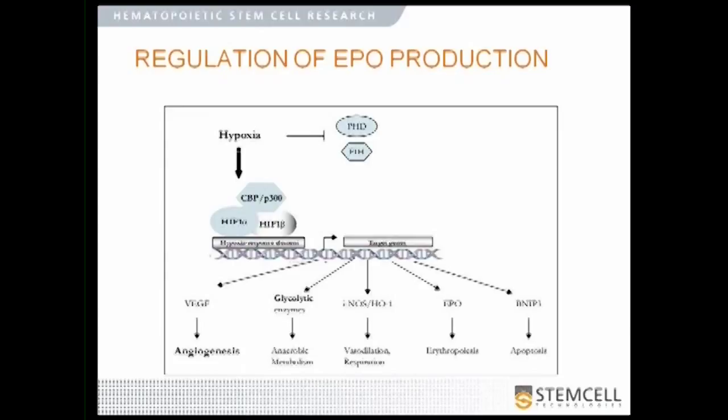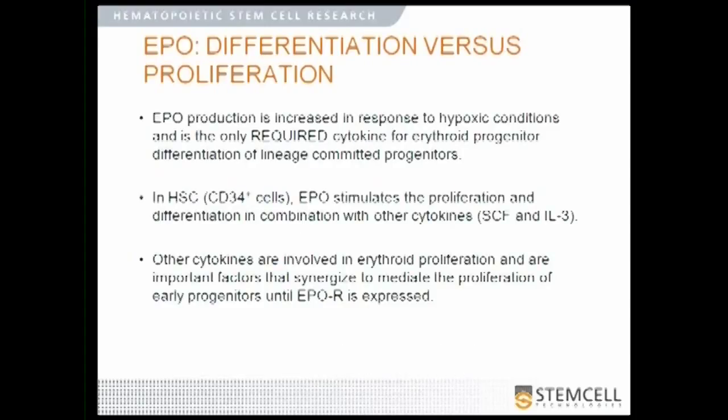GATA1 has been shown to inhibit EPO gene transcription by binding to the EPO promoter under normal oxygen conditions. To recap, EPO production is increased in response to hypoxic conditions, and EPO is the only required cytokine for erythroid progenitor differentiation. When starting with the hematopoietic stem cell, EPO is involved in the proliferation as well as the differentiation in combination with other cytokines. These other cytokines, specifically IL-3 and stem cell factor, are important factors that synergize with EPO and mediate proliferation, specifically of the earliest stem cells, until the EPO receptor is expressed on these cells.